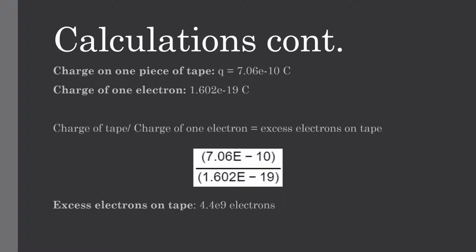Next, I calculated the total number of excess electrons on the tape by dividing the total charge, which was found on the previous slide, by the charge of a single electron to get a final answer of 4.4 times 10 to the 9th electrons.